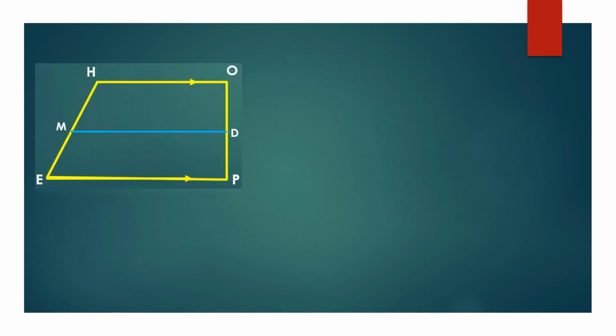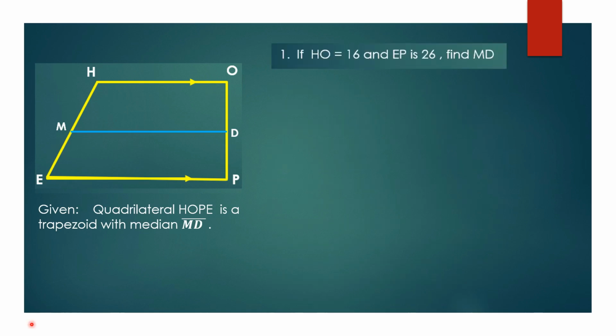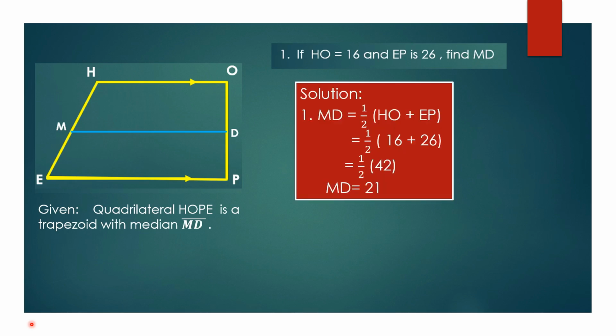Let us apply the theorem in this example. Given, quadrilateral HOPE is a trapezoid with median MD. Number 1. If HO equals 16 and EP equals 26, find MD. How do you solve for MD? Applying the theorem, we have the median is equal to 1/2 of the sum of the bases. So, substitute the given to this equation.